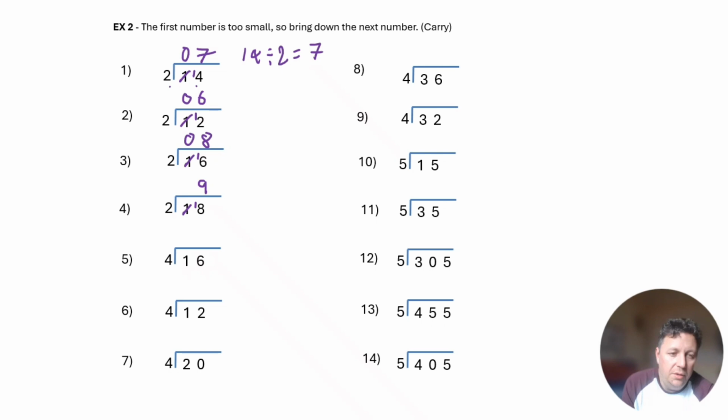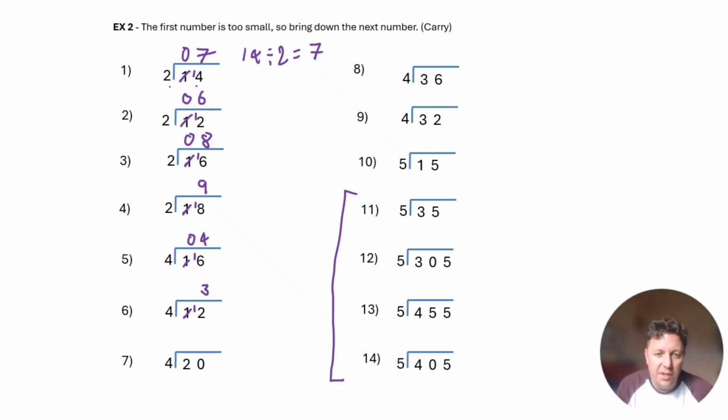4 into 1 doesn't go, carry over the 1. 4 into 16 goes 4 times. I didn't put the 0 there. 4 into 1 doesn't go, carry over the 1. So now it's 4 into 12, and that's going to go 3 times. You might want to pause the video there and have a little go at the rest, and I'll go through questions 11 to 14 shortly.